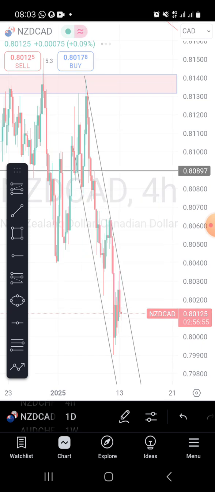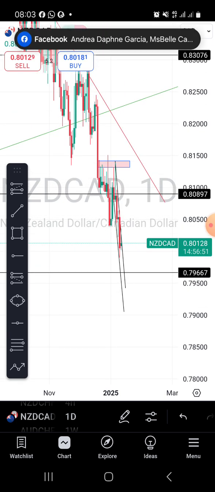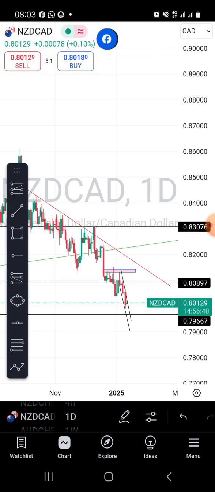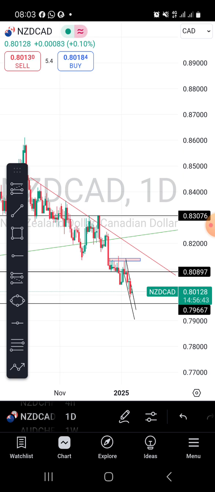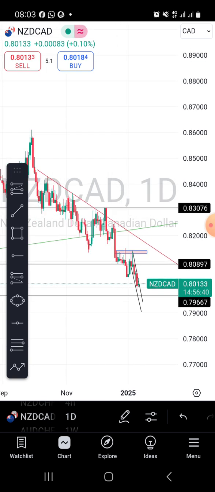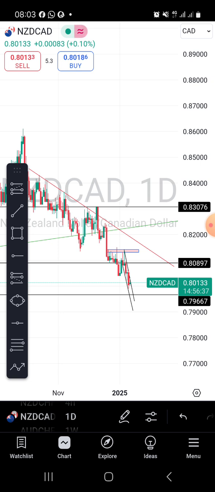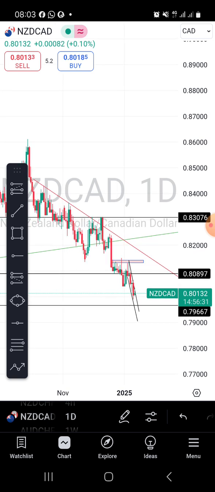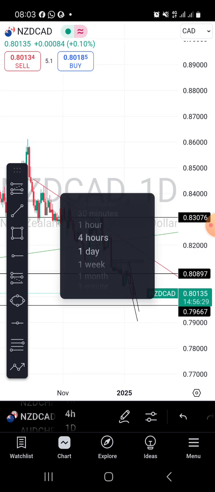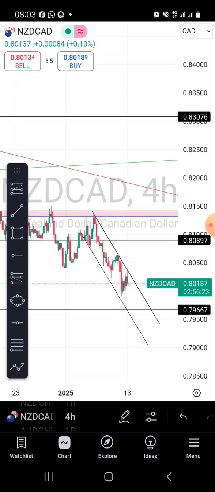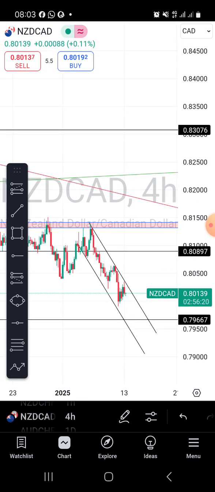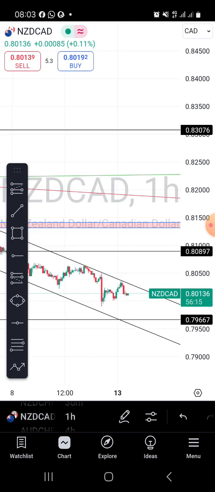Let me start from the daily time frame. On NZD-CAD, we can see right on the daily time frame that it's in a strong downtrend, a strong bearish movement too. So what you are looking for in this market is only sales. I believe this is clear enough. Let's go down to the lower time frame of H4. Okay, this is the first idea. In fact, the market has already reacted to the possible third point.